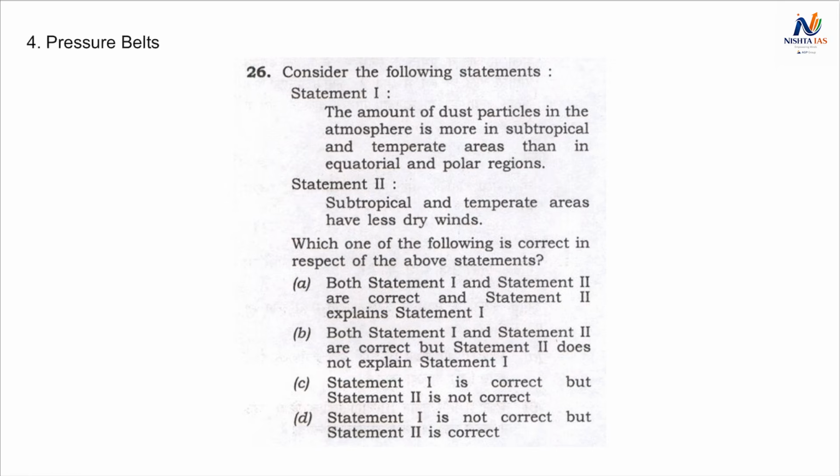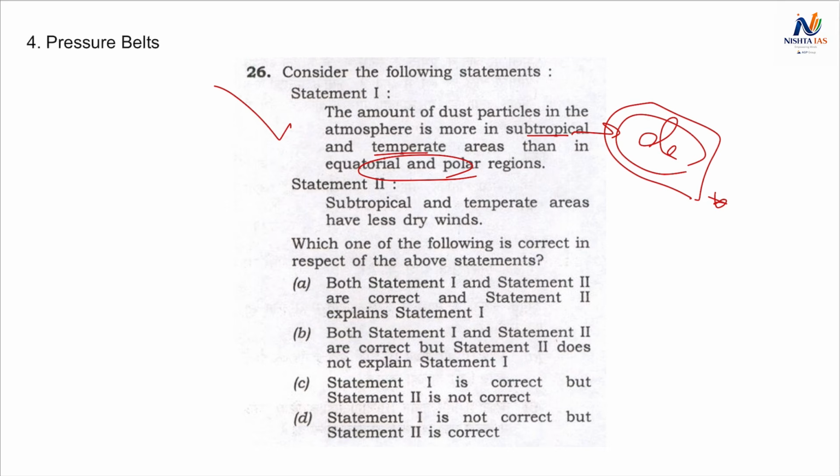Along with these pressure belts, there was a question which was asked. Statement 1: the amount of dust particles in the atmosphere is more in the subtropical and temperate areas than in the equatorial or polar regions. Friends, in the subtropical and temperate areas, we have descending winds and cold dryness. Whenever we have dryness and no moisture, the dust particles are very high. Why is there more air pollution in Delhi and not in Tamil Nadu? Because in Tamil Nadu it rains heavily and the dust particles precipitate along with water droplets. But in Delhi that doesn't happen. Hence statement 1 is correct.